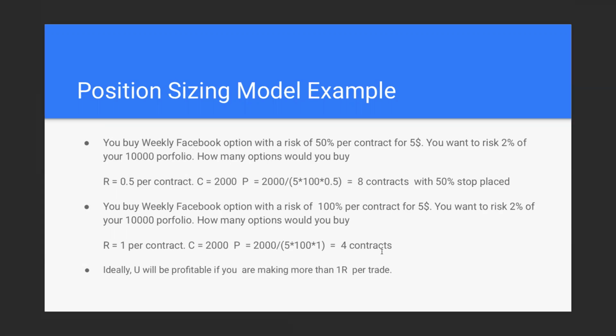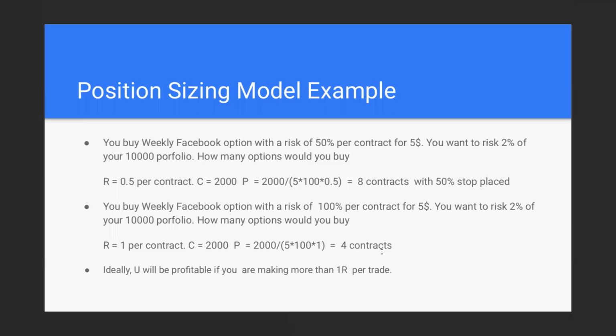Now, what will be the P? If you take 2,000 divided by 5, it is 4. But what you're telling me is that you want to get out if it goes below 50%. That means you have a stop loss at 50%. If you have that kind of stop loss, then you can play more options. You can buy 8 contracts with the 50% stop loss placed.